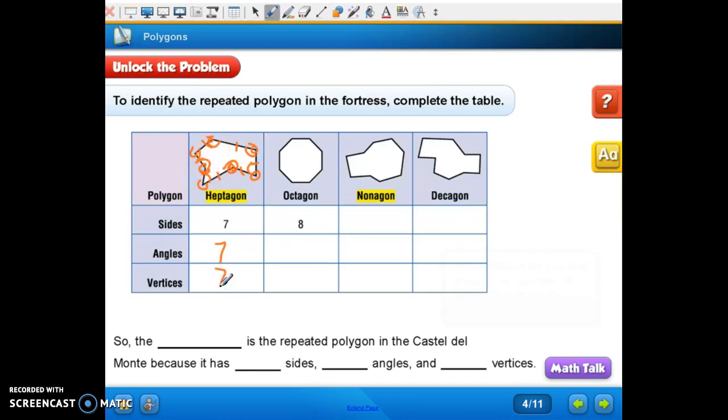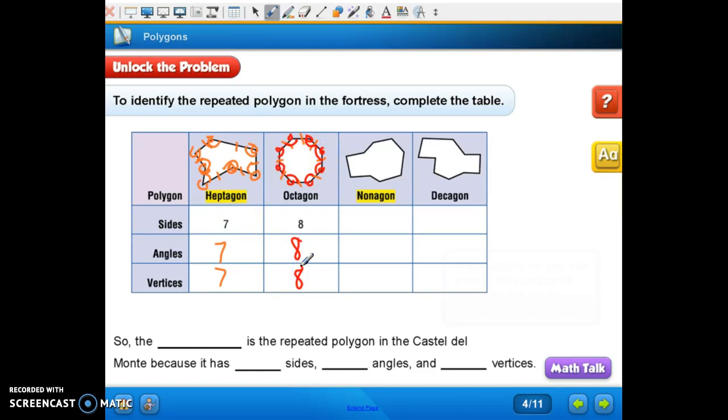An octagon has 8 sides. In an octagon, all our sides are equal, or what's our other word? Congruent. How about all of our angles? 8 congruent angles also. And 8 vertices.